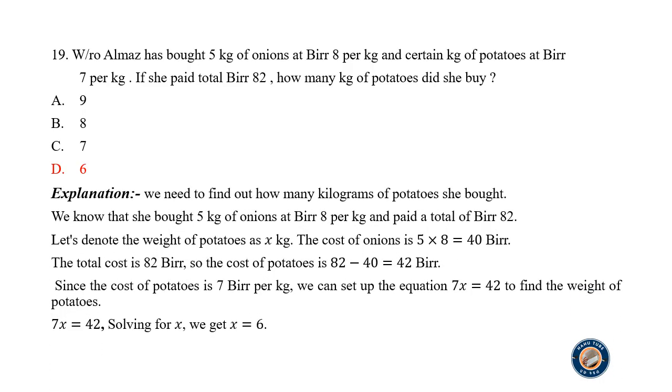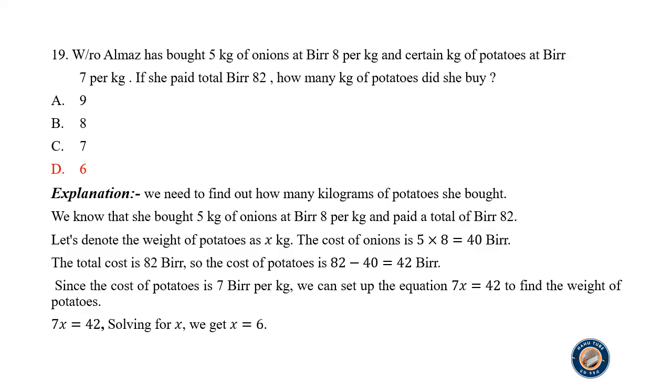We need to find out how many kilograms of potatoes she bought. We know that she bought 5 kilograms of onions at bir 8 per kilogram and paid a total of bir 82. Let's denote the weight of potatoes as x kilogram. The cost of onions is 5 times 8, which is equal to 40 bir. The total cost is 82 bir. So, the cost of potatoes is 82 minus 40, which is equal to 42 bir.